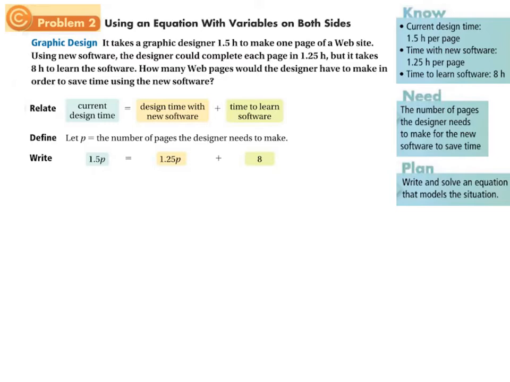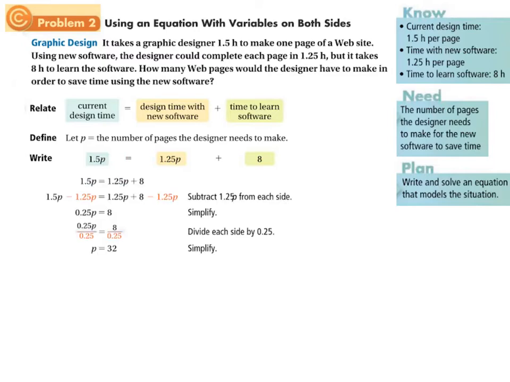The current design time would be 1.5 hours times however many pages, because one page will take an hour and a half, two pages will take 3 hours, etc. So you multiply that hour and a half per page times the number of pages. Or you could do 1.25 hours per page times the number of pages, but you have to add on that extra 8 hours, and set them equal to each other to find out at what point you have an equal amount of time for an equal number of pages.